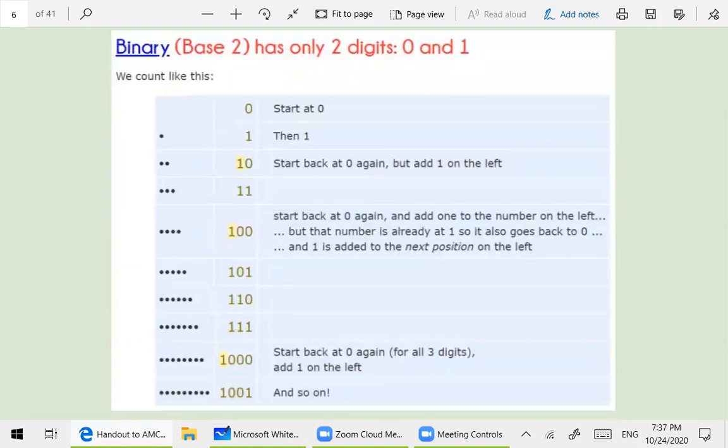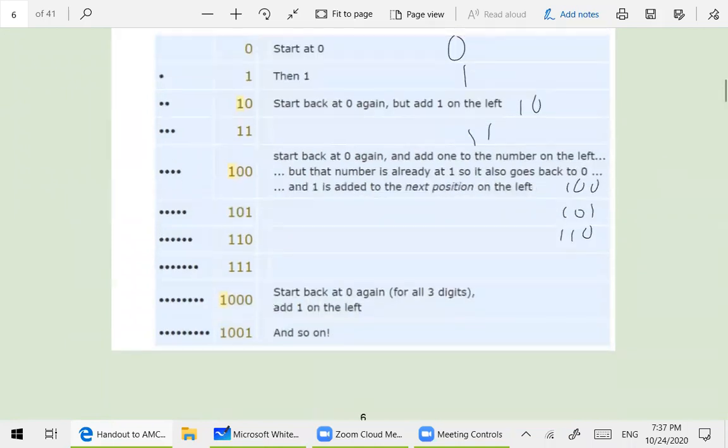And binary only has two digits, 0 and 1. It goes 0, 1, 10, 11, 100, 101, 110, and you follow this algorithm that's outlined here.